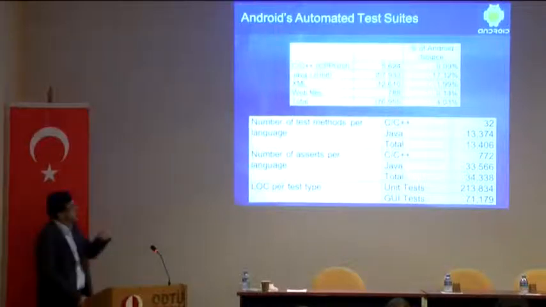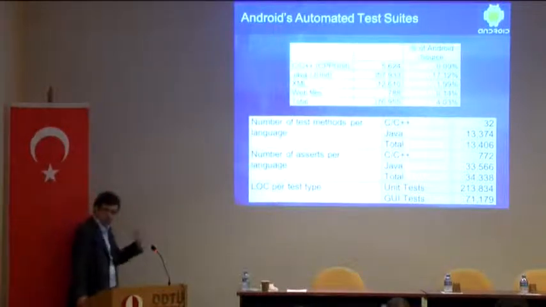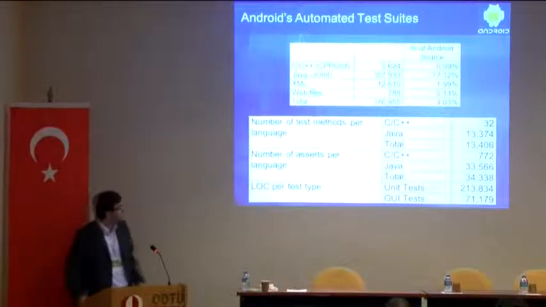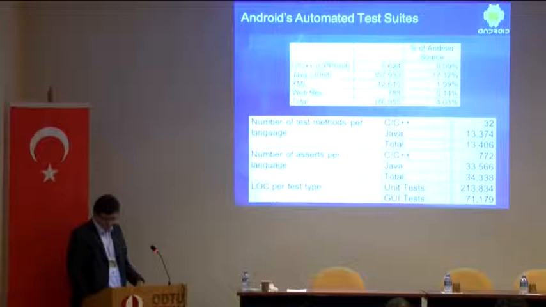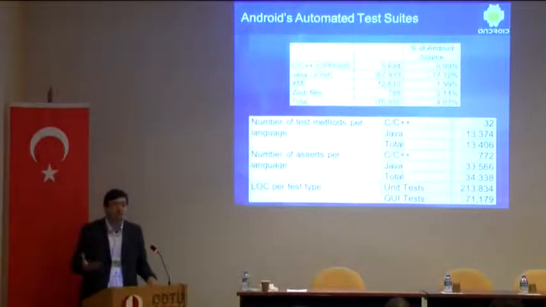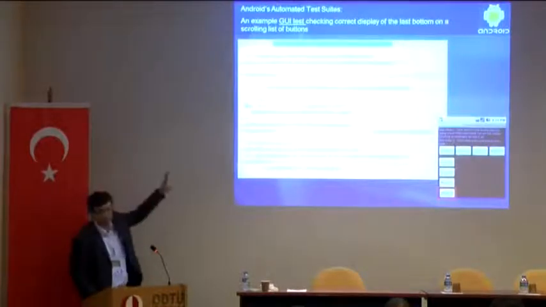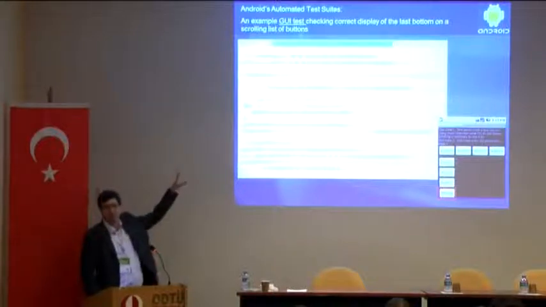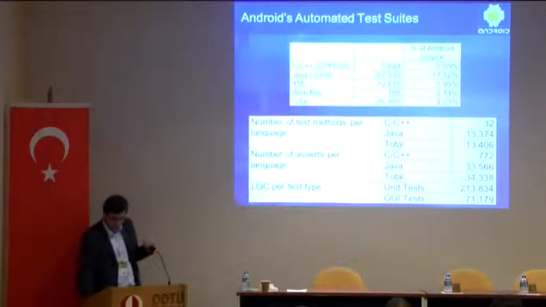So we now looked at the whole test suite that came with version 2.1. We tried to do some measurements again. These are the line of code metrics. In the Java language, there were about 357,000 lines of JUnit test code, which was about the number of test methods. About 13,000 JUnit methods were written. For example, this was one of them. So there were 13,000 of this kind of tests.